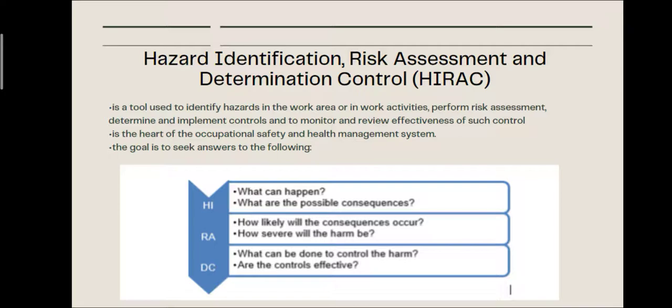For the hazard identification, it answers the questions: what can happen, and what are the possible consequences. For the RA, which is the risk assessment, it answers questions like how likely will the consequences occur and how severe will the harm be. And for the determination of control, DC, it answers the questions: what can be done to control the harm, and are the controls effective?